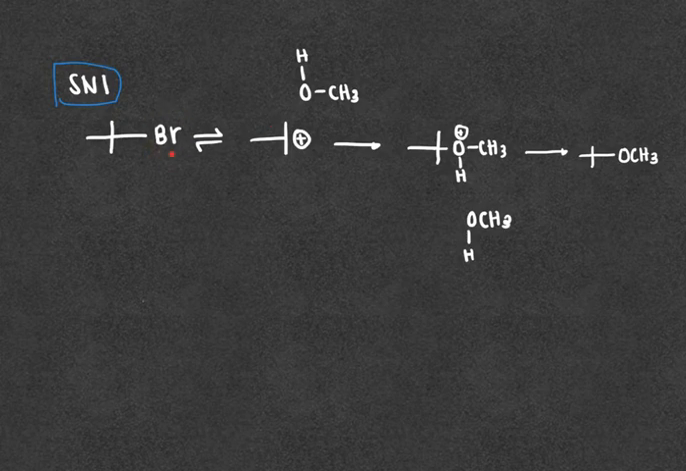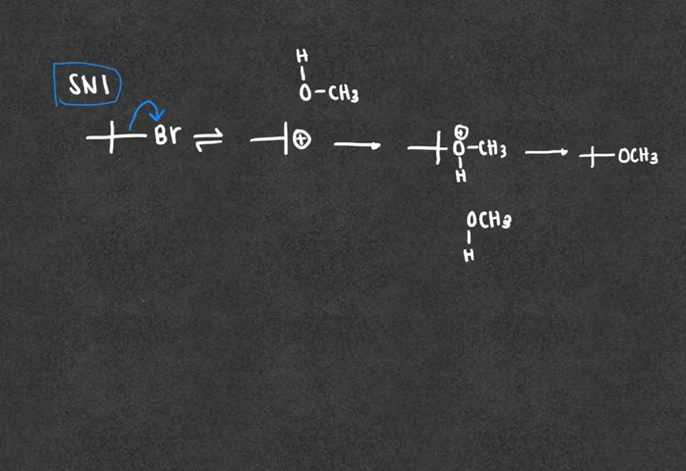Here we have our leaving group, bromine. The first step of this reaction is when the leaving group leaves. After bromine leaves, a tertiary carbocation is formed. The next step involves the nucleophile, which we have here as methanol, coming in to attack. The lone pairs on oxygen attack the carbocation.